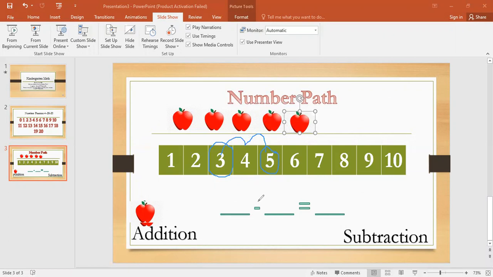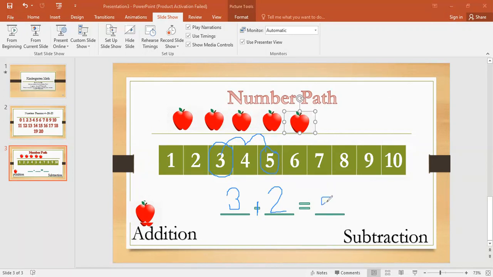Okay, so we are doing addition here. So let's add a little plus sign. Okay, so please tell me what number I am going to put right here. 3. Great job. I have 3 because I started out with 3 apples in my bunch. All right, plus what number goes right here? 2. Great job, because I added 2 more apples into my bunch. And then equals what number?